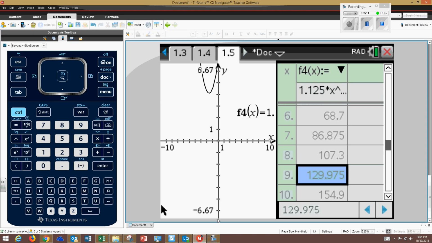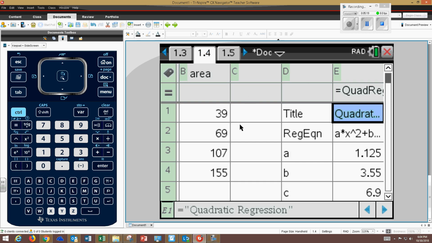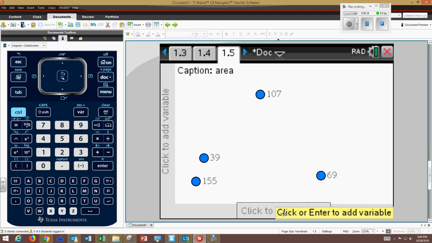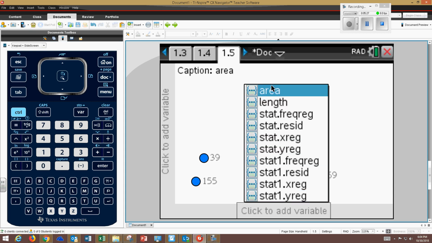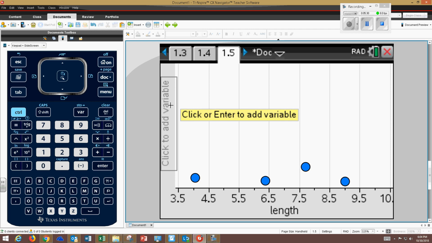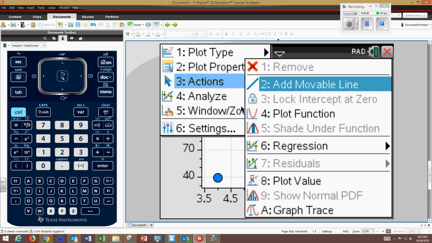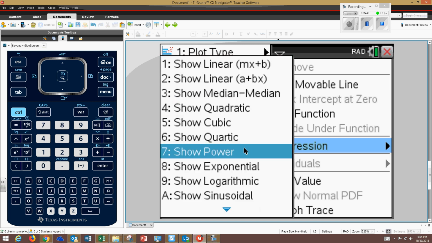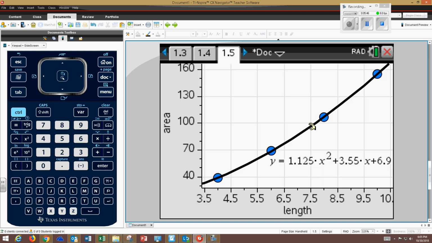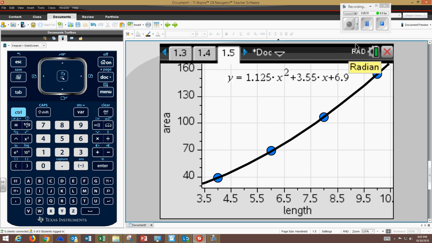Now, the question is, why did we use a quadratic regression? All right. Let's look at the data. This is data we originally had. If I go to data and statistics, and I look at length versus area, that's not exactly a straight line. And if I do a quadratic regression there, it actually gives a pretty good fit. So this is the reason why we did a quadratic regression there, an appropriate model.